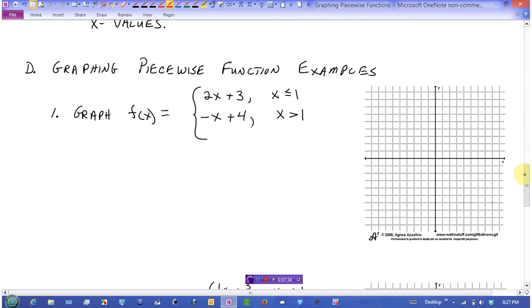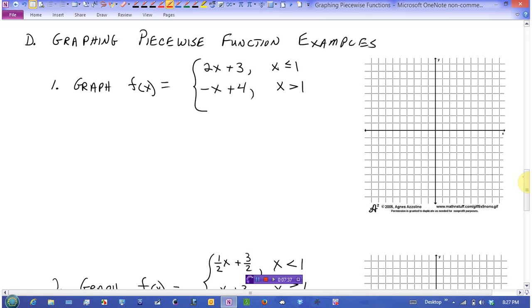So let's go ahead and try an example. What I have is a piecewise where we use the equation 2x plus 3 if my values of x are less than or equal to 1, and use negative x plus 4 if my value of x is greater than 1. So here's how I will do this. I'm going to set up an xy table for the 2x plus 3. And remember, we're going to use values of x that are less than or equal to 1. So I'm definitely going to use the transition point of 1.